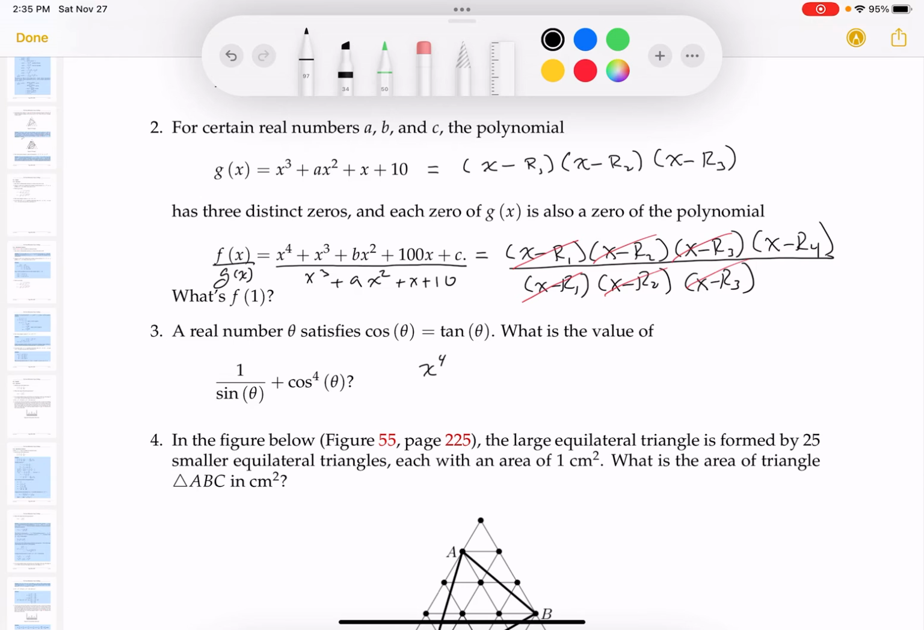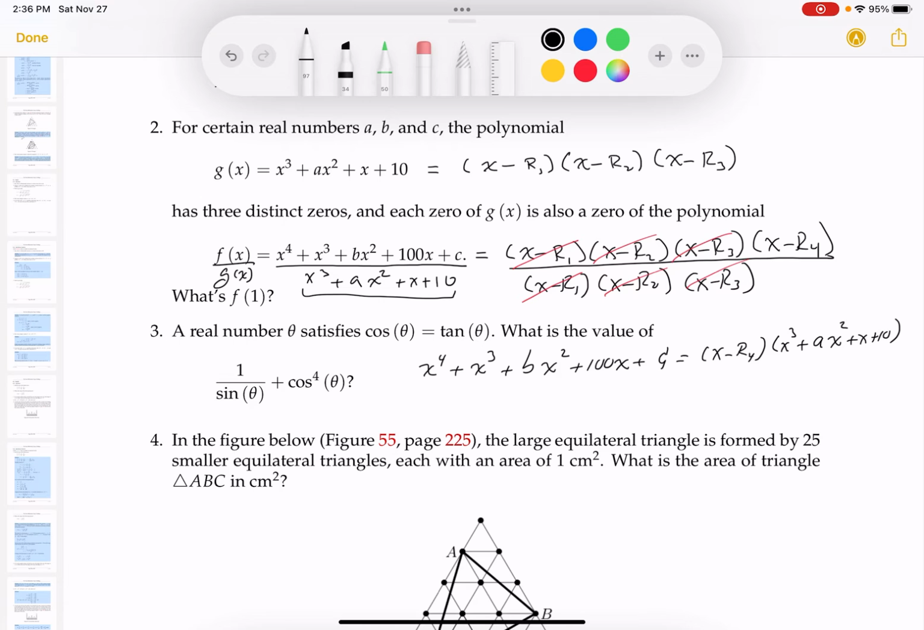x to the fourth plus x cubed plus bx squared plus 100x plus c. And on the right side, you're left off with x minus R4 times this thing. Let me write down for you: x cubed plus ax squared plus x plus 10. All right, let's keep going.